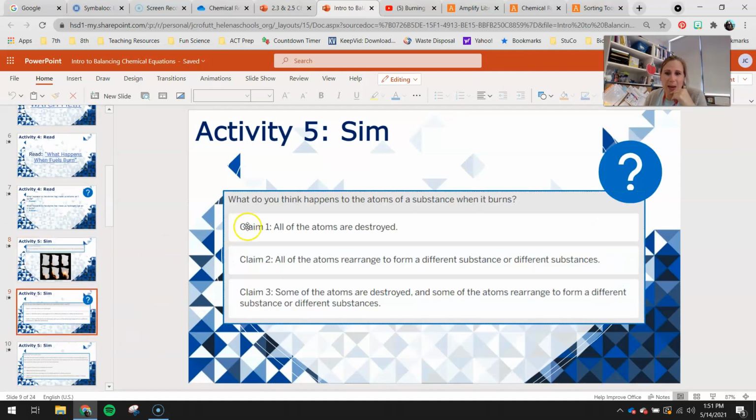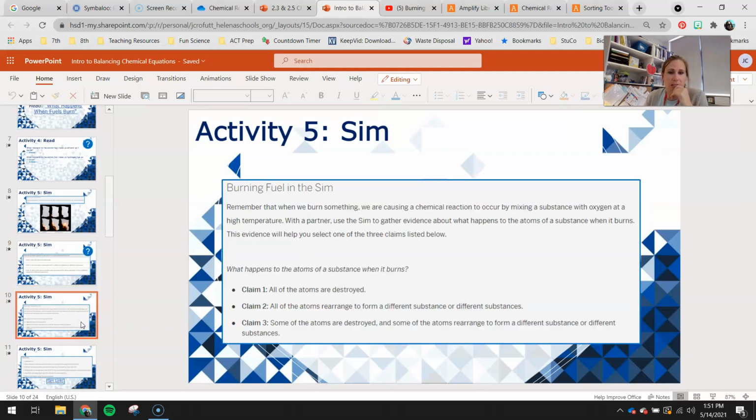Okay, what do you think happens to the atoms of a substance when it burns? There's 3 claims to look at here. All of the atoms are destroyed. Okay, claim 2, all of the atoms rearrange to form a different substance or different substances. Or claim 3, some of the atoms are destroyed and some of the atoms rearranged to form a different substance or different substances. So choose which claim you think is correct there. And let's move on to the directions to the sim. Okay, so you can go ahead and pause and take a second to answer that one question before I give the sim, and then I'll give you guys your instructions.